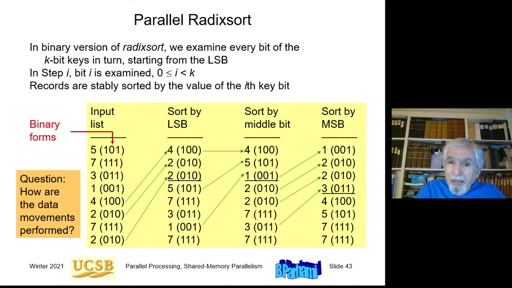Okay? So if I can do these steps of sorting by least significant bit, by middle bit, by most significant bit efficiently, then I need k such steps to sort the entire list. And if k is a constant, let's say I'm dealing with 16-bit numbers, so k is 16, I need 16 such steps. Okay, so how much time do I need for this step?